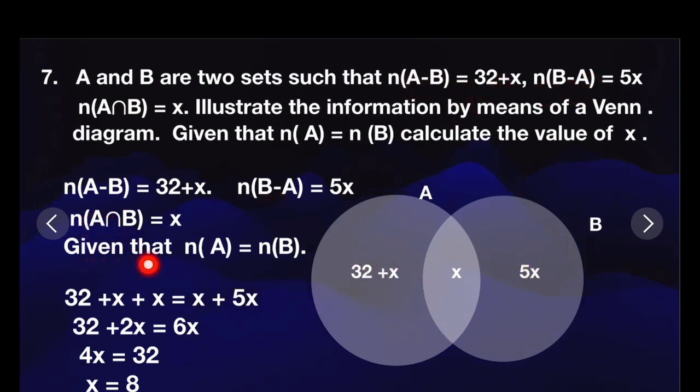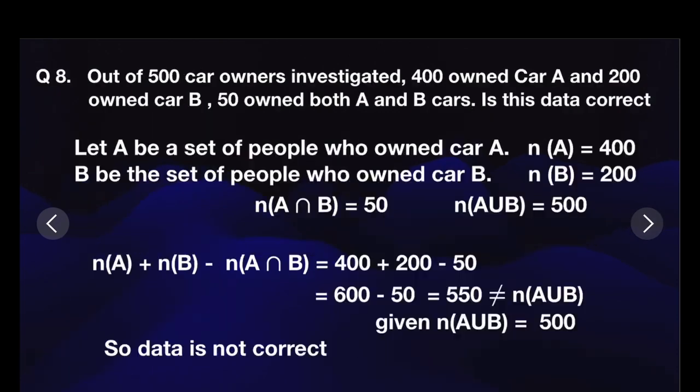So now what is the condition? n(A) is equal to n(B). So what is n(A)? All the elements in the circle A, that is 32 plus x, is equal to elements in circle B, x plus 5x. Evaluate it, you will get the value of x.